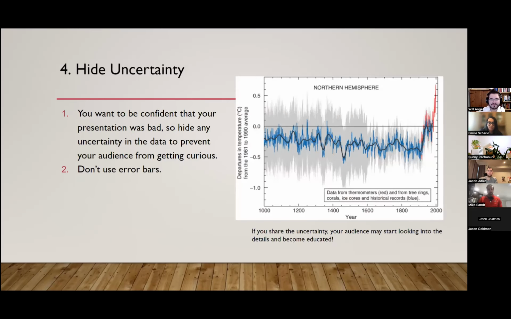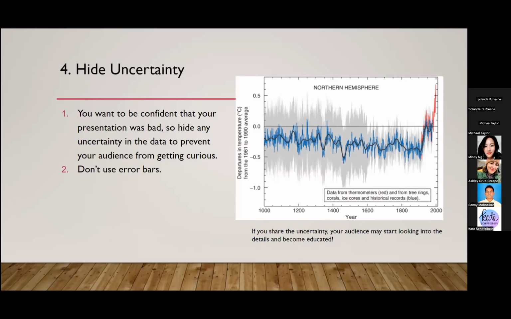So tip 4, hide uncertainty. You want to be confident that people don't come away from your presentation with anything. If people come away with anything from your presentation, that means that there is some effectiveness. And we want to make the least effective presentation.